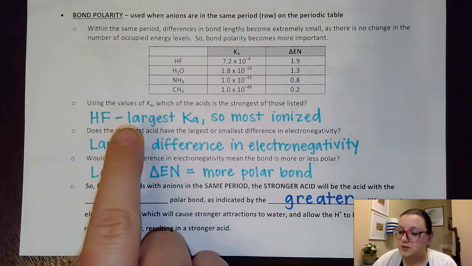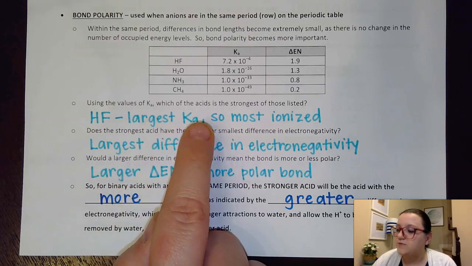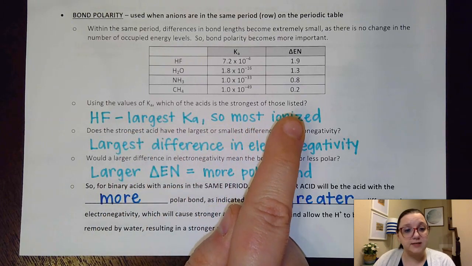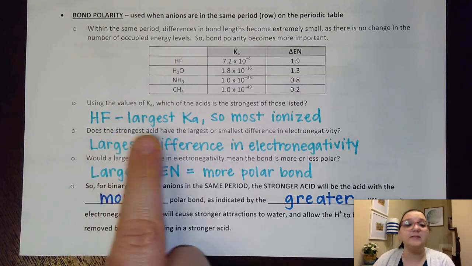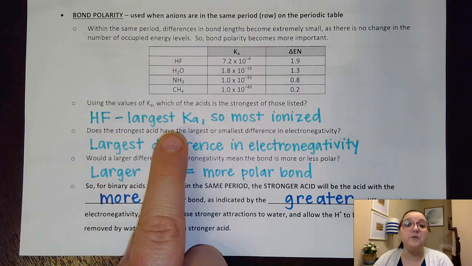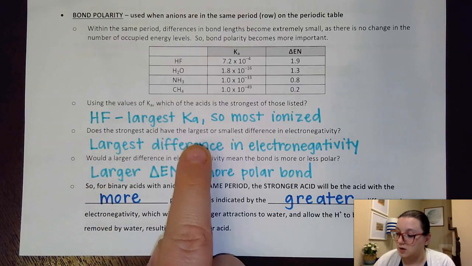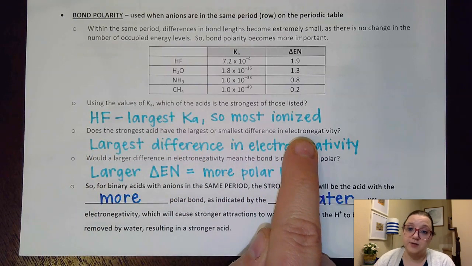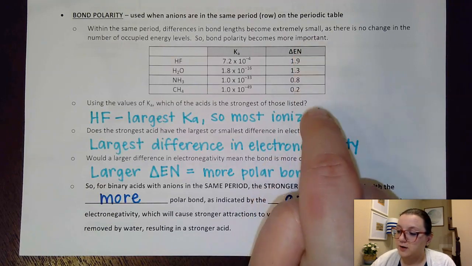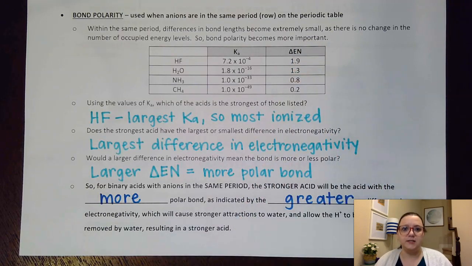It says here first, using the values of Ka, which of the acids is the strongest of those listed? And that would be the hydrofluoric because it had the largest Ka out of these acids. Next, it asks, does the strongest acid have the largest or smallest difference in electronegativity? Well, if I look here, it has the largest difference in electronegativity between the hydrogen and the fluoride, which should make sense because we know fluorine has the highest electronegativity out of any element. So it makes sense that that difference there would be quite large.